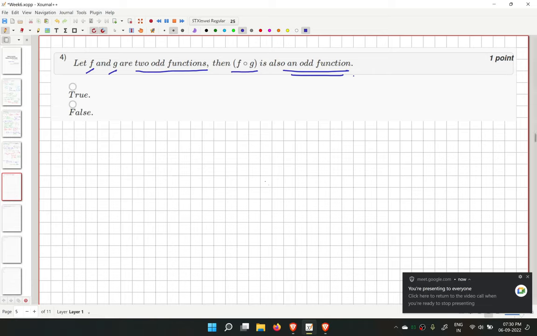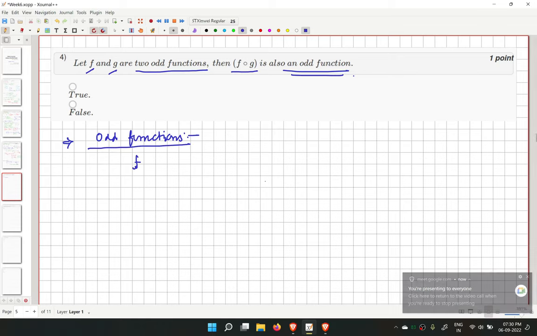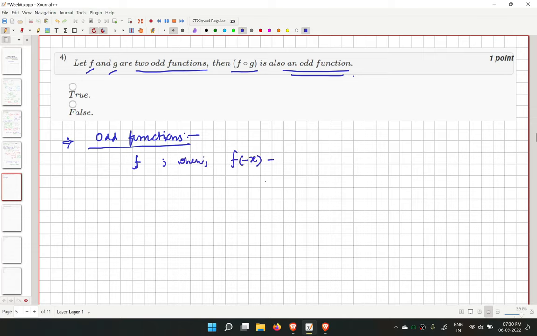Okay, so we are on the fourth problem today. In the second problem we encountered an even function, and here f and g are given as odd functions. So let us quickly define odd functions. f will be an odd function when f of minus x is equal to minus of f of x. And since f and g both are odd functions, g of minus x will also be minus g of x.